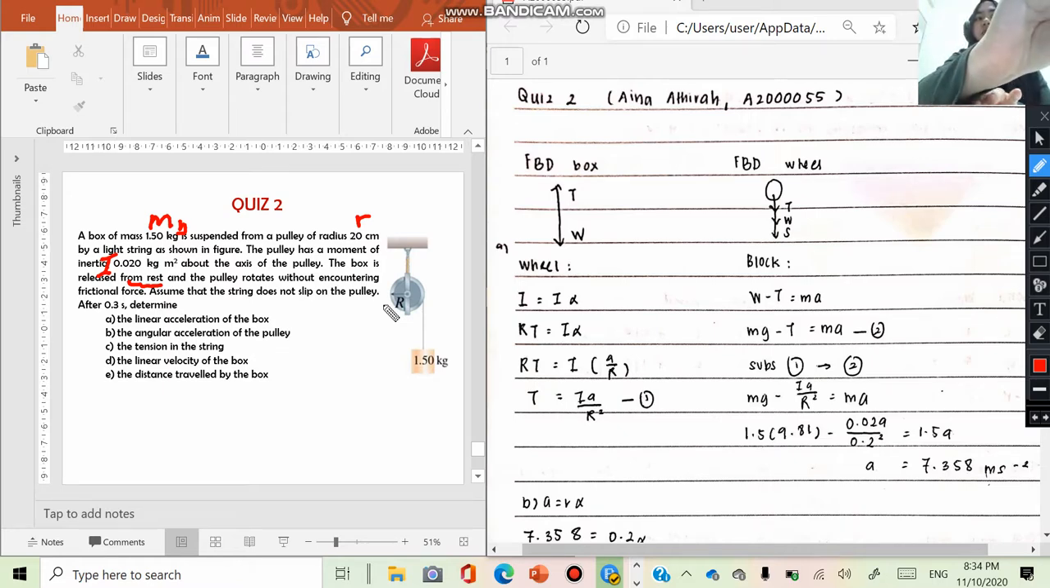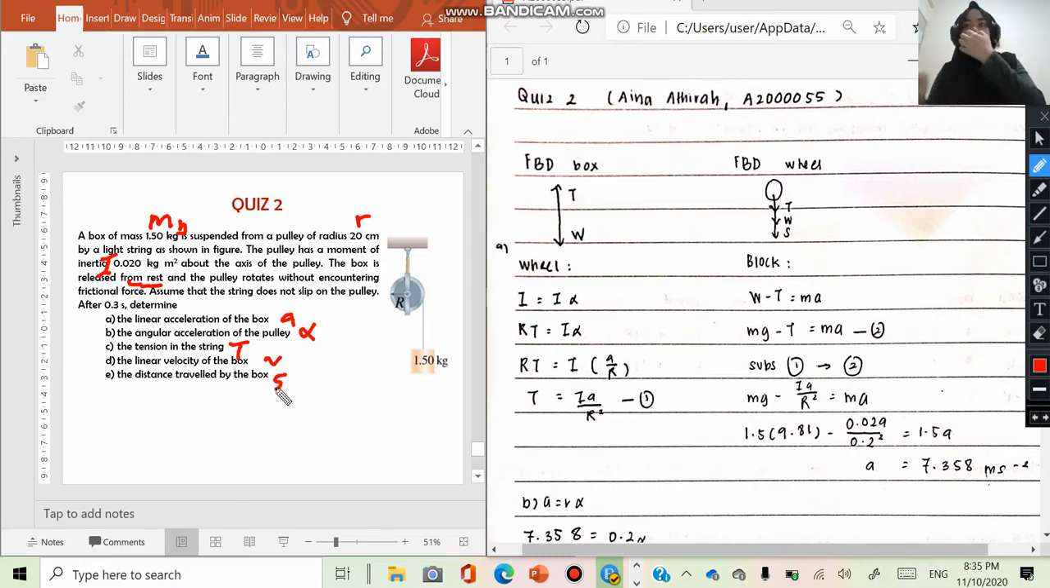So after 0.3 second, find the linear acceleration. So linear acceleration ni simbol dia apa? A biasa, a kecil biasa. Angular acceleration of the pulley, dia suruh cari apa? Alpha. Tension in the string, tu apa? T. Linear velocity ya, so v. The distance traveled by the box adalah s.